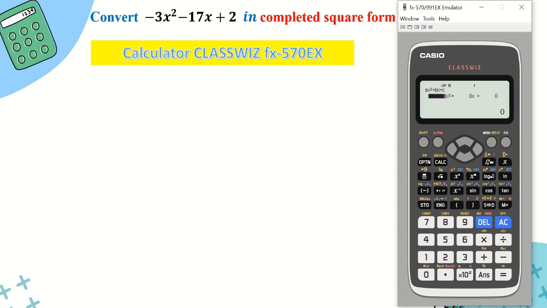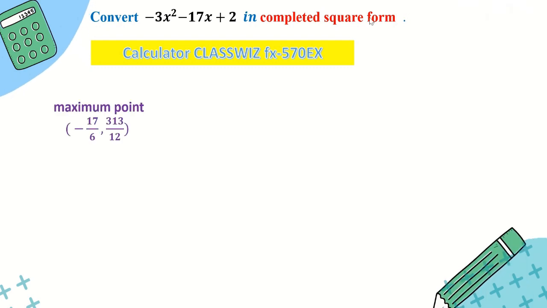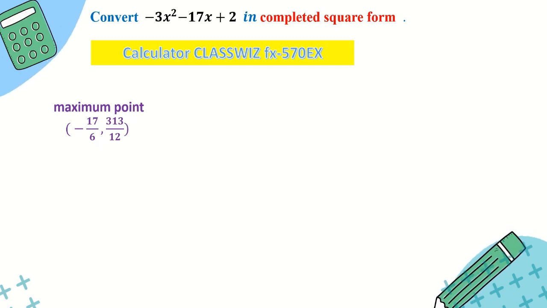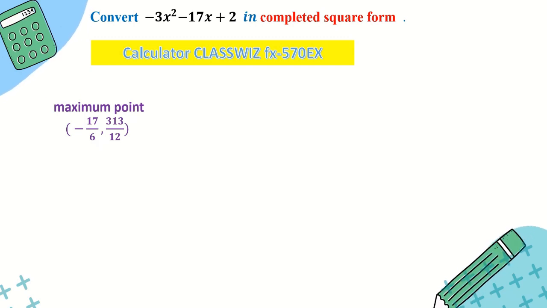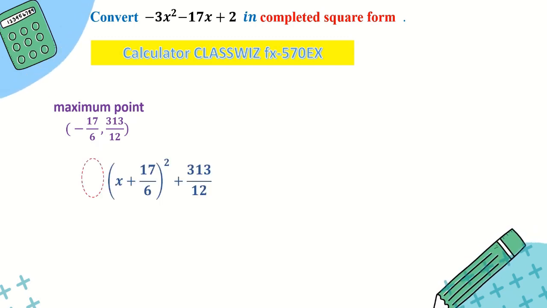Let me show you another example, a case where the coefficient of x squared is negative. Let's say we have the quadratic negative 3x squared, negative 17x plus 2. We simply input the quadratic into the calculator. We press the equal sign 2 times until we get the maximum value of x as negative 17 over 6 and the maximum value of y as 313 over 12. So that means we get a maximum point of (negative 17 over 6, 313 over 12). So we can form the completed square form as this.